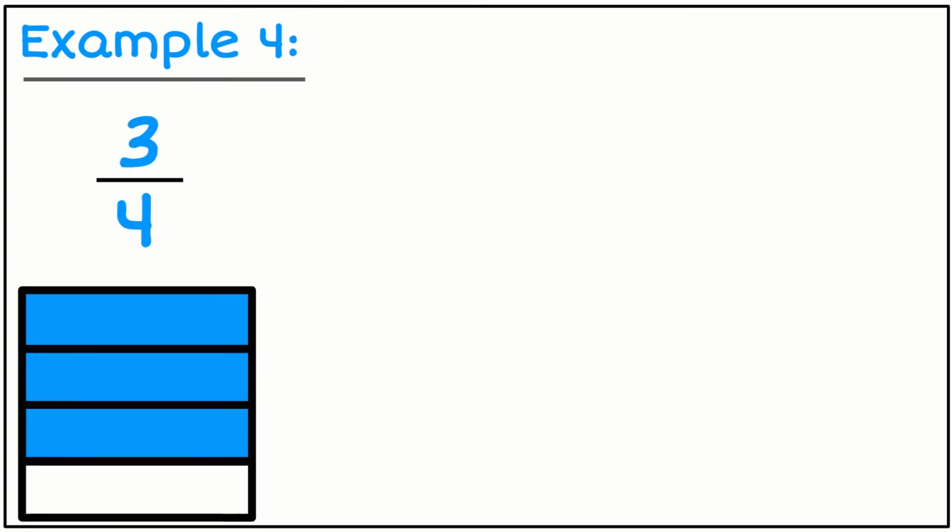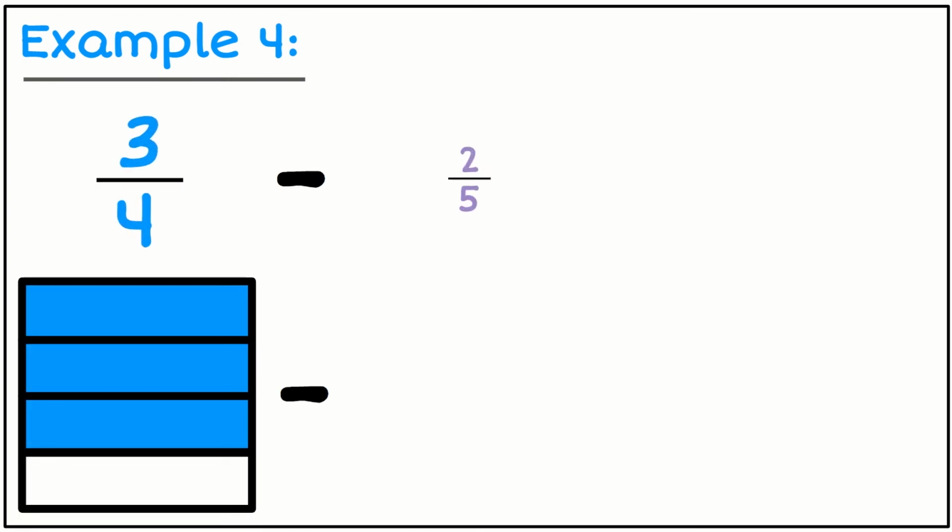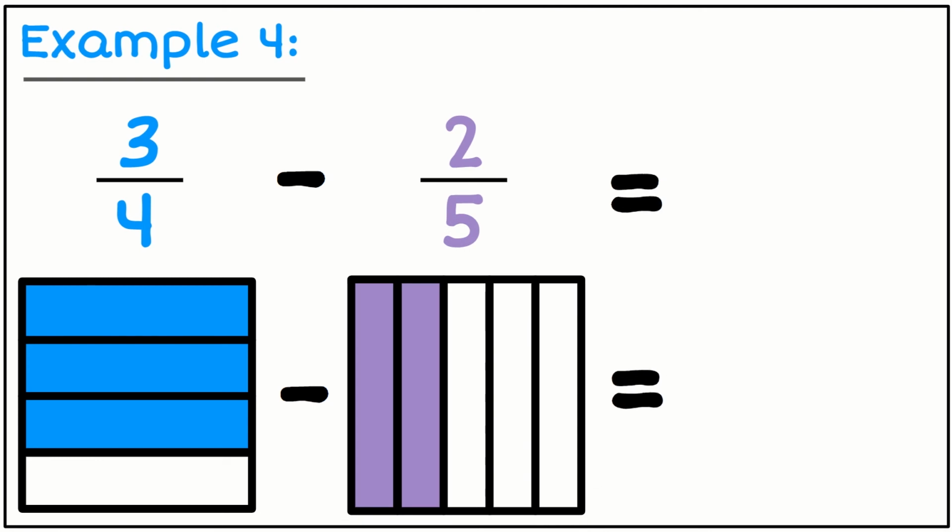Let's try a last example here. So if I've got 3 quarters and I want to subtract 2/5. You'll notice I've drawn them slightly differently now. I've got one going bars horizontally and one bars vertically. And there's a reason for that. So the first thing we need to do is identify the denominators are both different. The first one's got a denominator of 4. The second fraction has got a denominator of 5. So we need to find equivalent fractions.